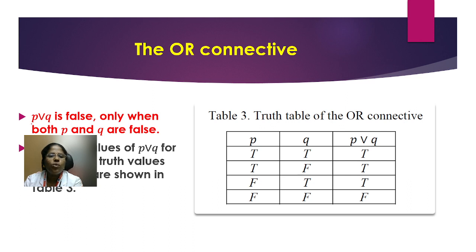P or Q becomes false if both P and Q are false. So its value becomes false only if both are false. See the truth table. If both are F, you will get the result as F. Otherwise, you will get the truth value as true. So the truth value of P or Q for all possible truth values is given in the table.